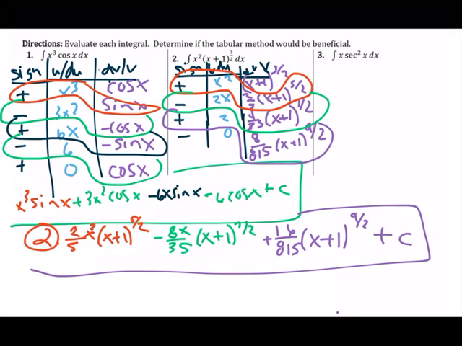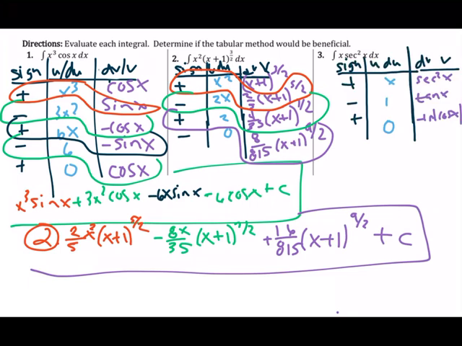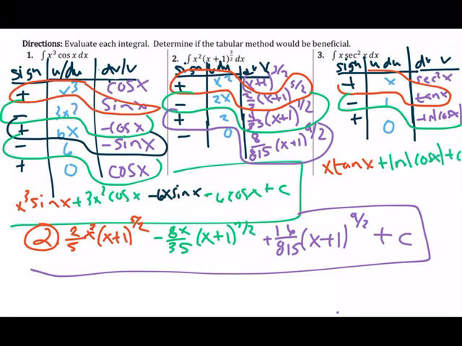Go ahead and set up the table if possible on number 3. Either way, use integration by parts to evaluate number 3. So here's our table. The first term in our answer is going to be x tangent x minus 1 times negative natural log, so plus natural log of the absolute value of cosine of x plus c. All right, 3 more problems.